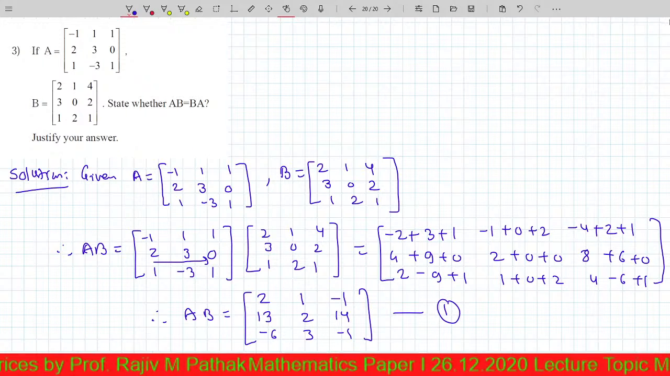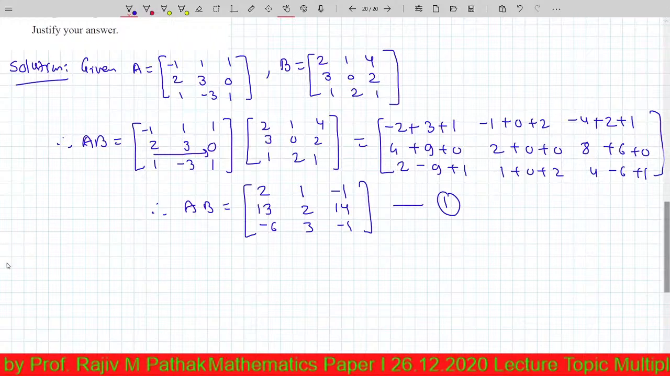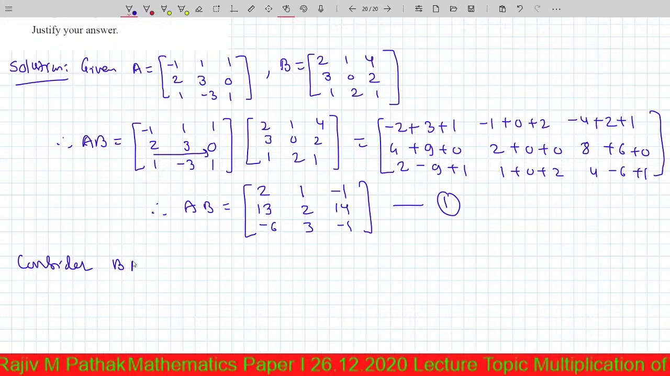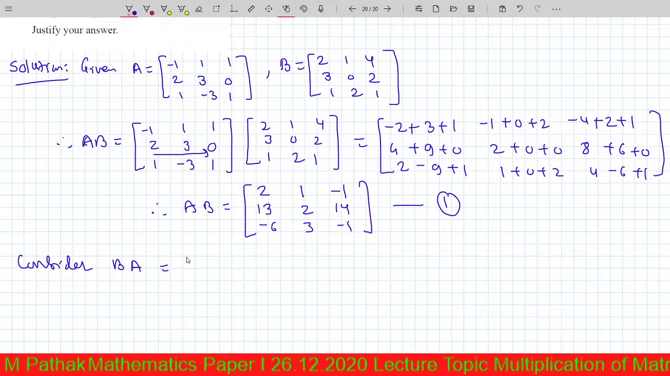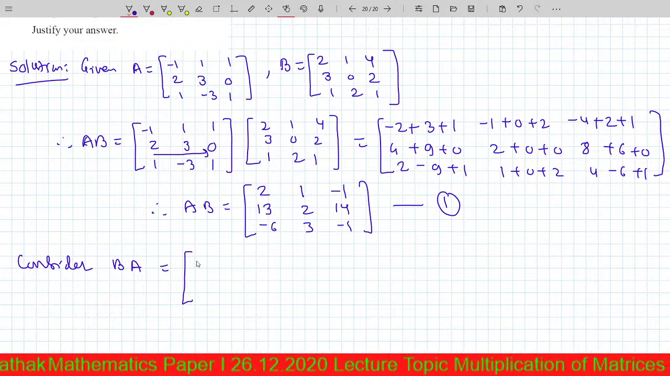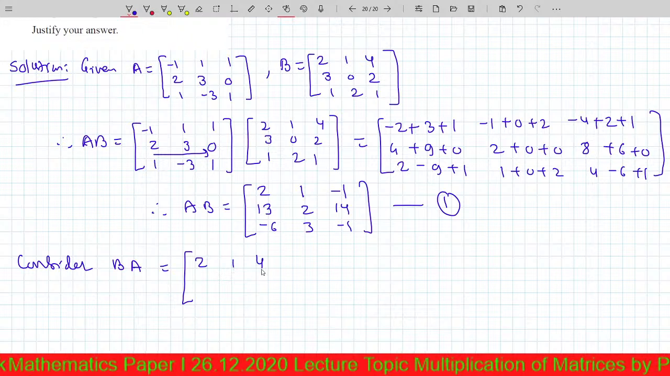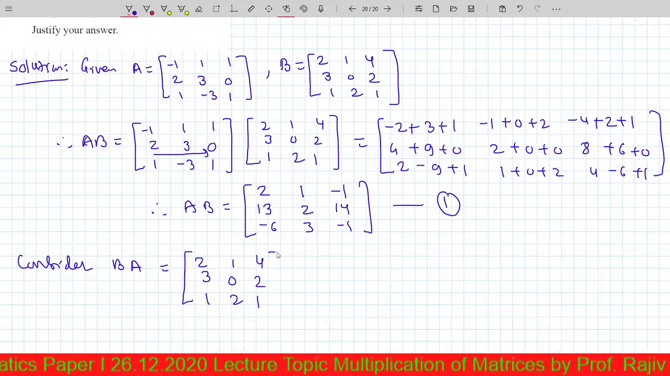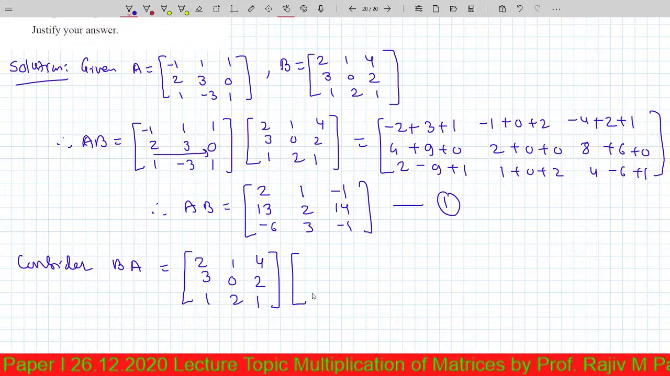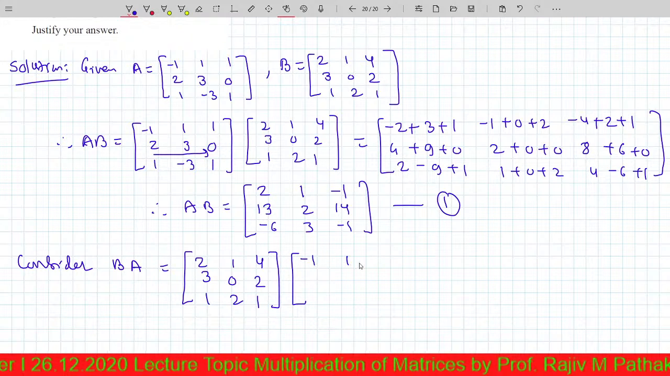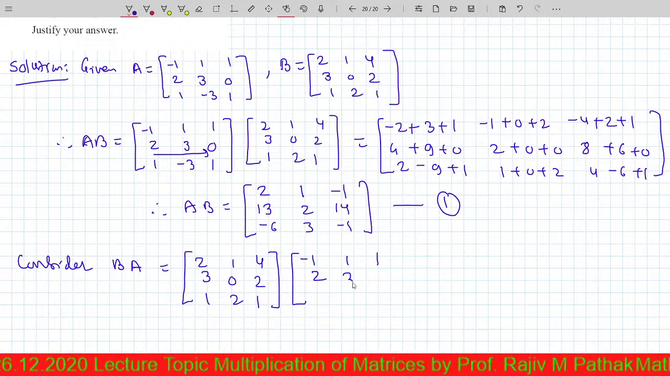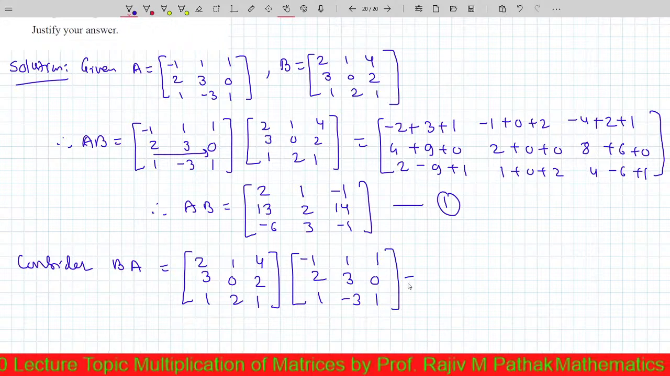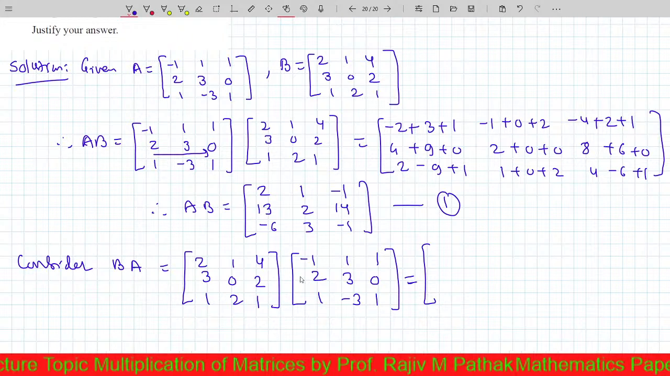Similarly we compute BA. Okay, so consider BA. BA is equal to 2 1 4, 3 0 2, 1 2 1 into A, which is -1 1 1, 2 3 0, 1 minus 3 1. Perform the multiplication same way.